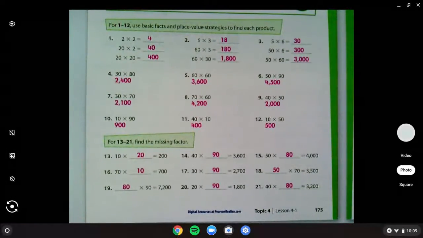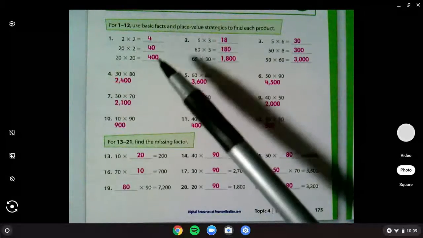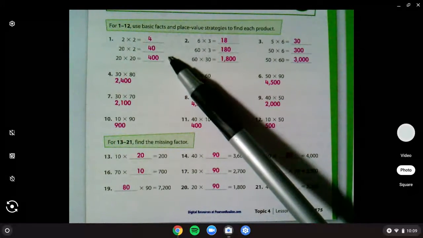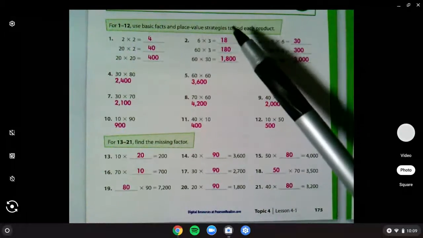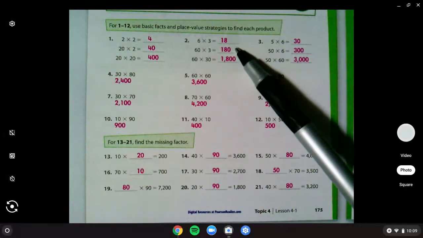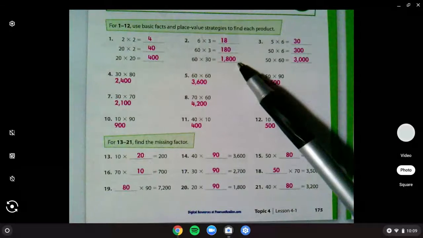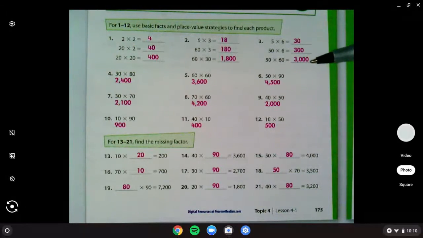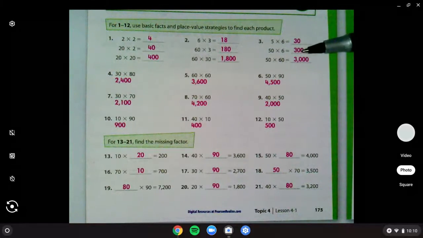Then for homework last night, we needed 1 through 6 and 13 through 18. So let's start with number 1. You should have had 4, 40, and then 400. Number 2, you should have had 18, 180, 1,800. 3 should have been 30, 300, and 3,000. That's one of those tricky ones because one of the zeros is part of our actual answer.